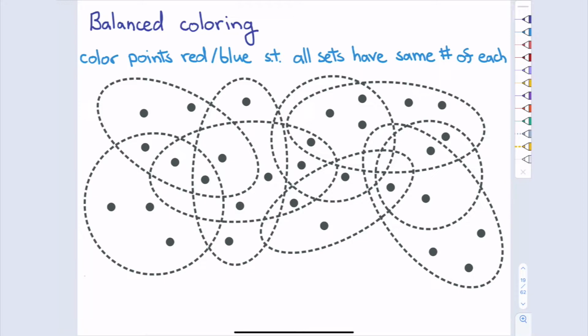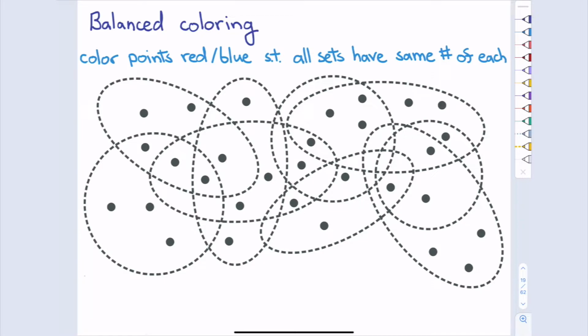So I give you a system of sets and points. Okay, so whatever sets contain points. And my goal is to color the points so that every set has the same number of each color. So I'm coloring all the points red or blue so that every set has the same number of red and blue points. Okay, so it's sort of like a balanced resource allocation kind of problem. So your input might look like that. So the sets are these dashed lines, and then the points are obviously the points.